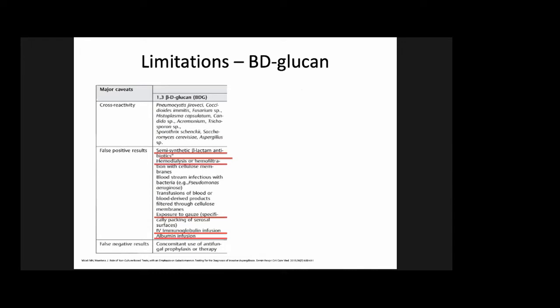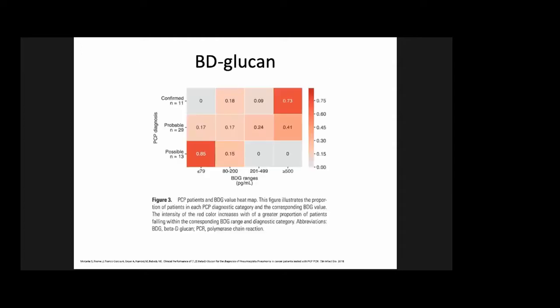The other thing that you should know is that we can have false positive results with semi-synthetic beta-lactam antibiotics, especially Zosyn. Since 2010, the formulations of the antibiotics have been changing. However, we still see cases of false positive results in patients that are receiving piptazo or Unasyn. The other thing that is really important that you should know is patients who are receiving immunoglobulin infusions can also have false positive results.